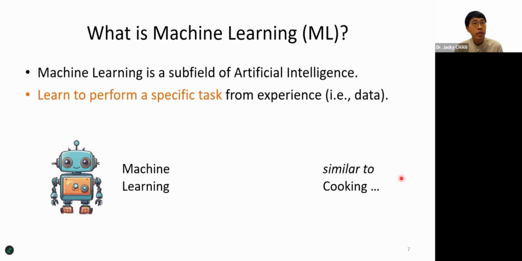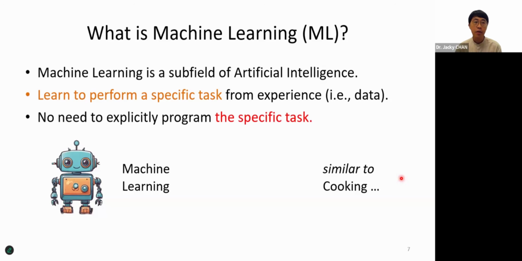Humans learn from experience. Machines learn from experience that is recorded in data. The machine learning system tries to learn how to perform a certain task, and we provide the data for them as reference. The nice thing is that they can learn by themselves, so we do not need to tell them step by step how to do it. We do not need to write a very detailed program to perform that task.